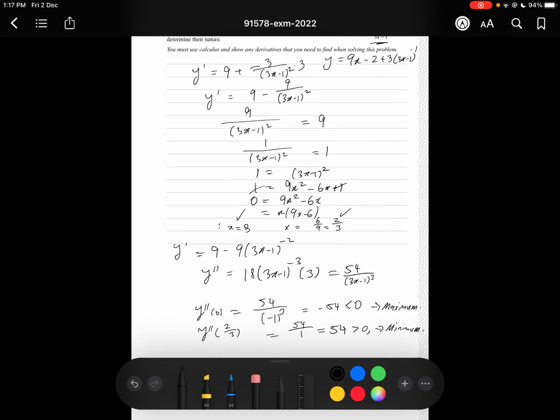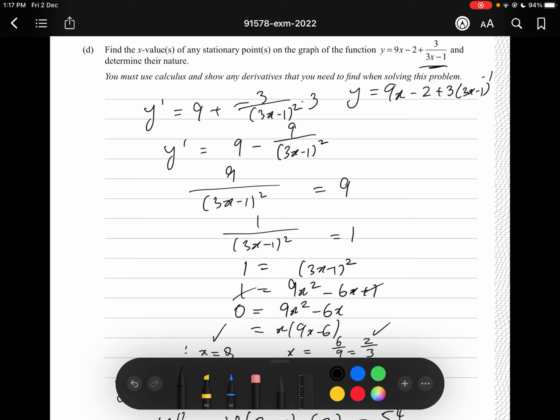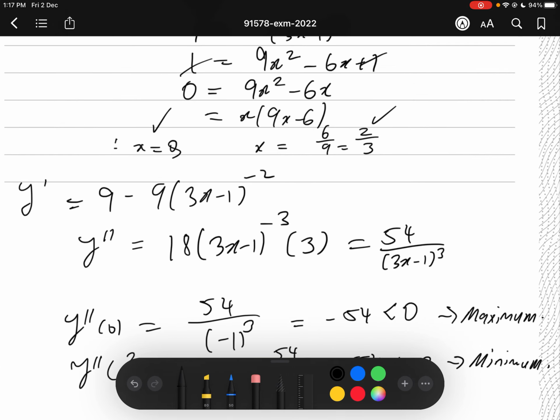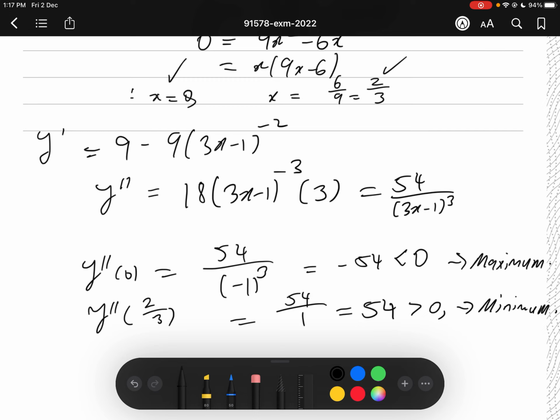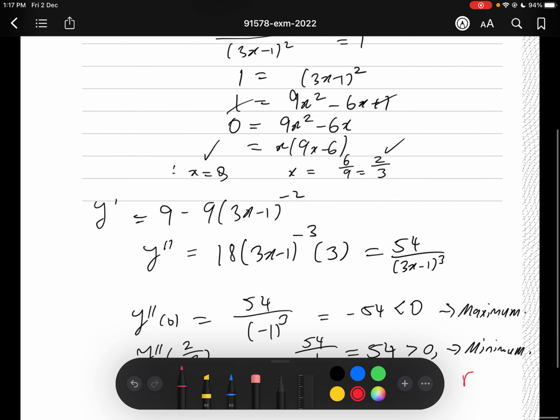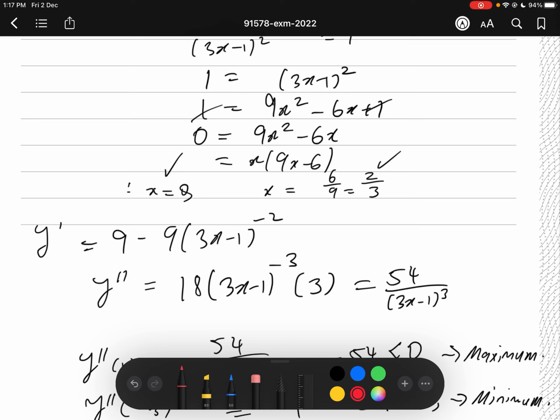And that's us done for this question. So we found the x values of the stationary points, and we determined their nature. So we have x equals 0 is a maximum, and x equals 2 over 3 is a minimum. This should be a merit level question. If you can find both the points and classify them as maximum and minimum correctly, you will get a merit level grade. And if you can find both the points x equals 0 and x equals 2 over 3, that should be enough to achieve the grade.